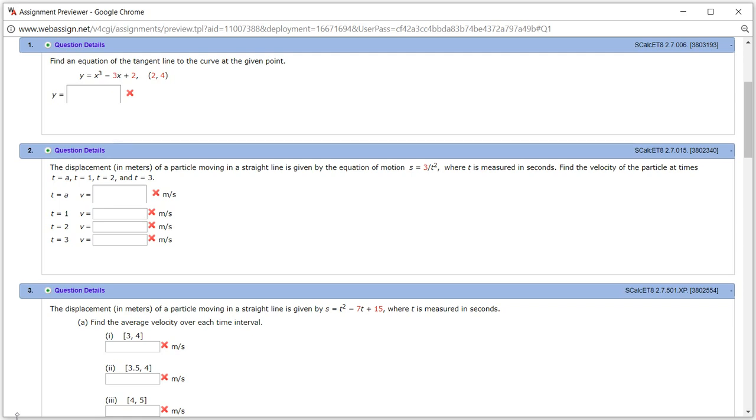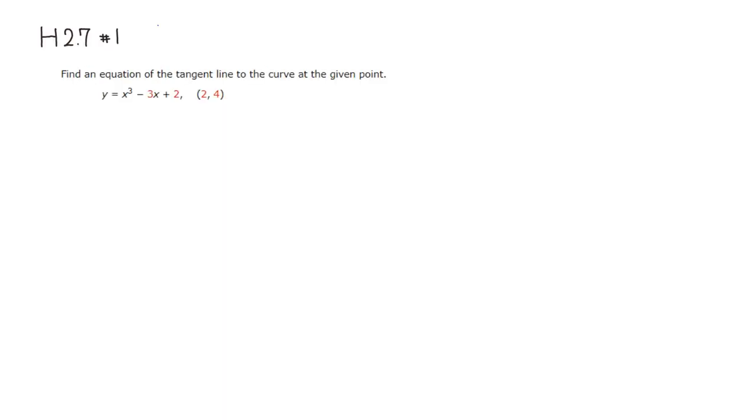All right, let's look at homework 2.7, problem number 1. We want to find an equation of the tangent line to this given function at (2, 4). All right, so let's do that.